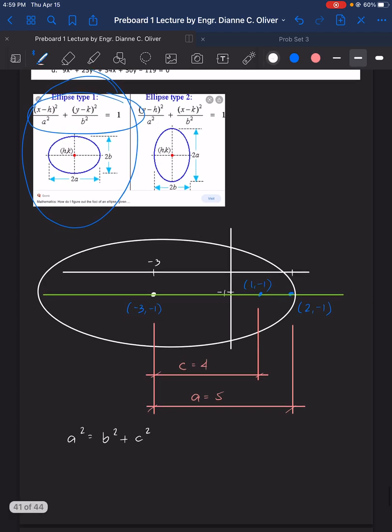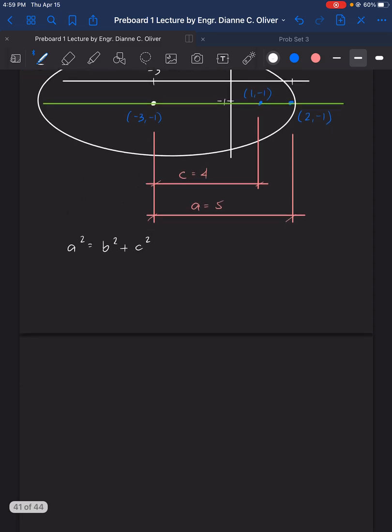Therefore, we can now get the value for B. So A is 5, squared, equals B squared plus 4 squared. So B squared is now equal to 25 minus 16, that is 9. Square root of 9 is 3.